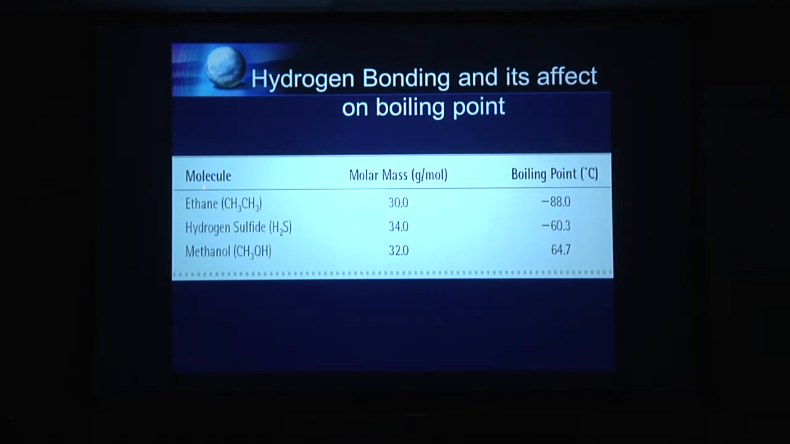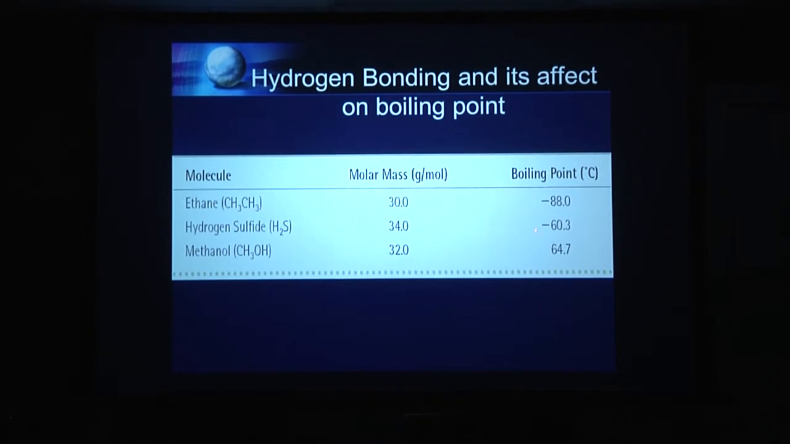So all 3 of these things will have dispersion forces. That's the only thing present in ethane. These 2, hydrogen sulfide and methanol, will have dipole-dipole interaction, and methanol is the only one that will have hydrogen bonding. And we know hydrogen bonding is by far the most powerful intermolecular or strongest intermolecular or cohesive force.